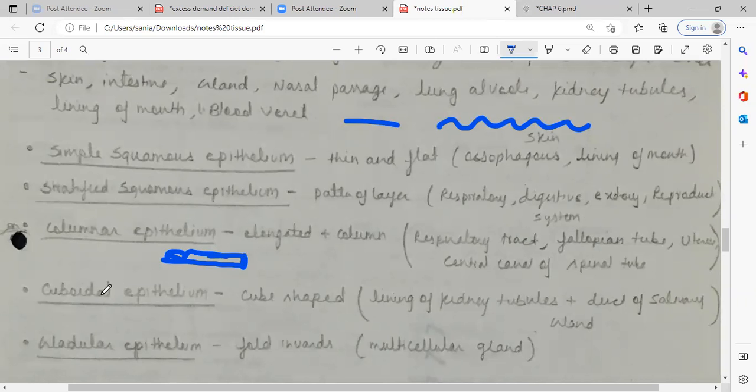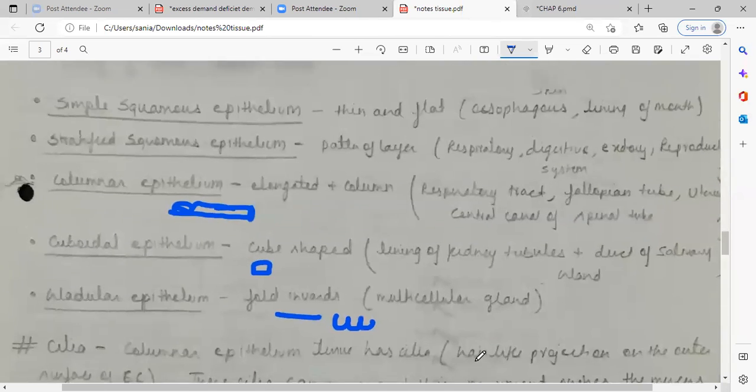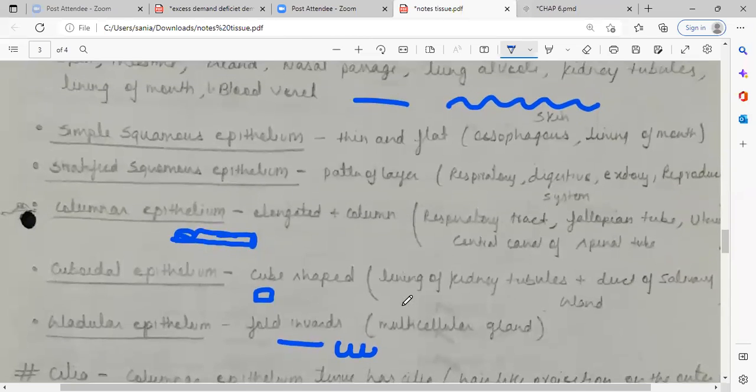Then cuboidal epithelium. They are of course cube shaped, right? They are present in the lining of kidney tubules and ducts of salivary glands. Then glandular epithelium. They are folded inwards, like this. They are present in multicellular glands. Clear? I hope now the epithelial part is clear to you all, right? Yes, ma'am.